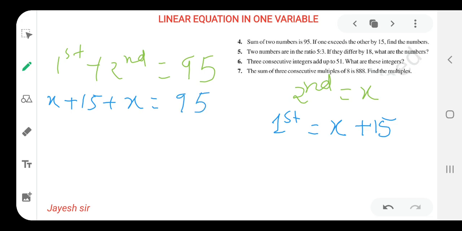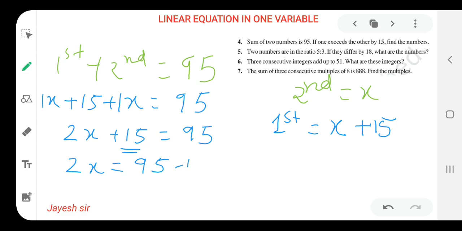Now we have to add the terms having variables, so 1x plus 1x, that means 2x plus 15 is equal to 95. Now plus 15 goes to the other side, and as per transposition it becomes subtraction, so 95 minus 15, that means 80. So 2x equals 80 we have got.